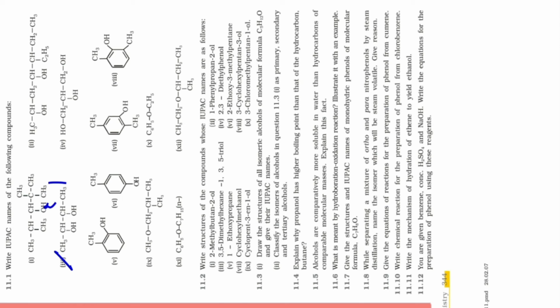1, 2, 3, 4. So it is butane 2,3 diol. Clear? Butane 2,3 diol. Next one you see, here 3 OH groups are here. How many OH groups are here? 3 OH groups are there. Now you can start the numbering from anywhere. 1, 2 and 3. So its name will be propane. Propane gets an E. Propane 1,2,3 triol. Why triol? 1 OH, 2 OH, 3 OH. Clear?